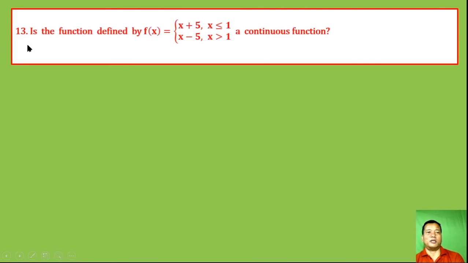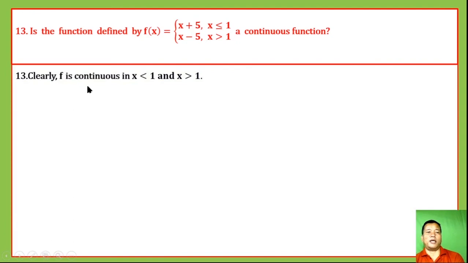Question number 13. Is the function defined by f of x a continuous function? Clearly f is continuous in x less than 1 and x greater than 1. Continuity at x equal to 1.